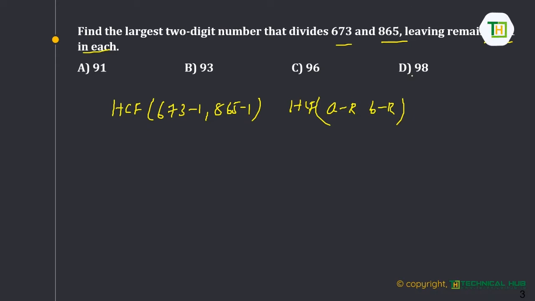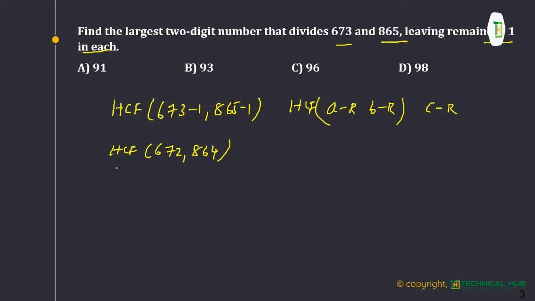Suppose one more number will be given. So subtract that number minus remainder and calculate the HCF of the three numbers. You will get the answer for this type of questions. So, HCF of 672 and 864.